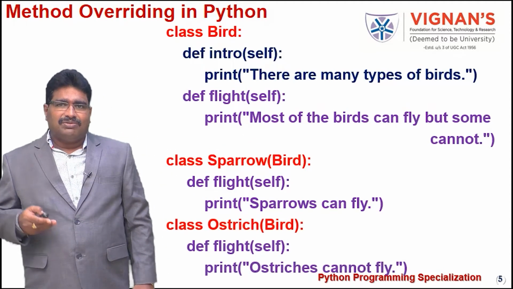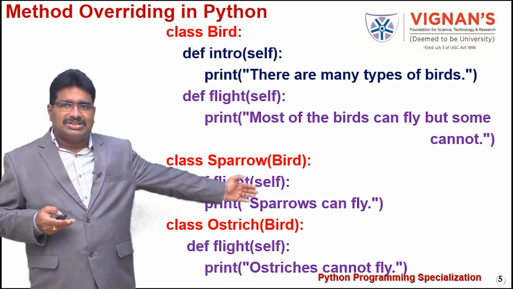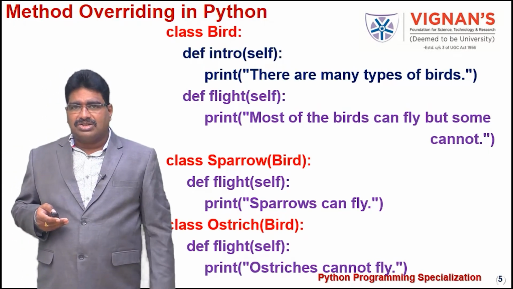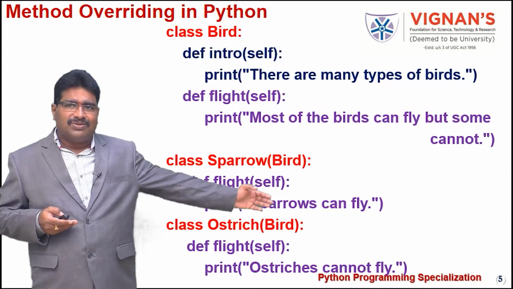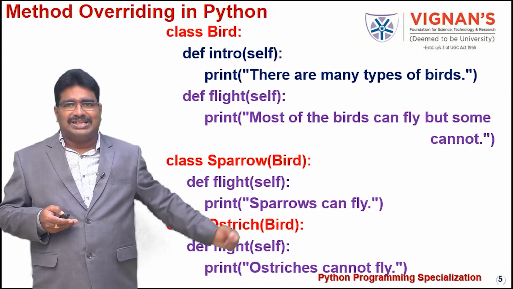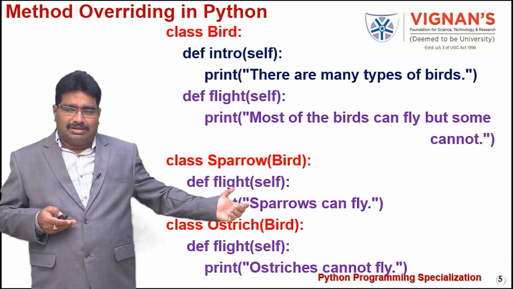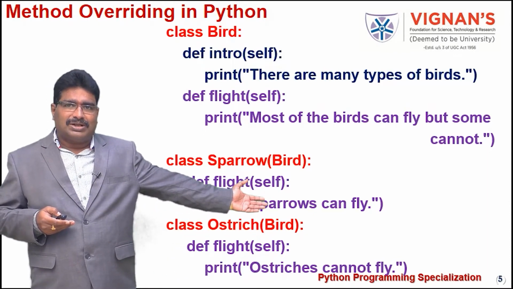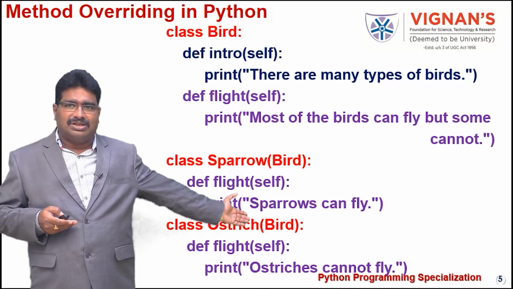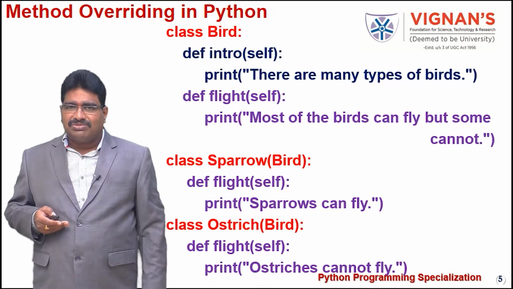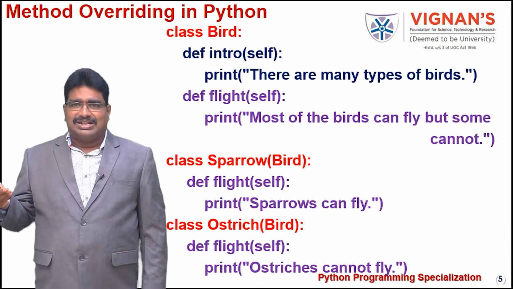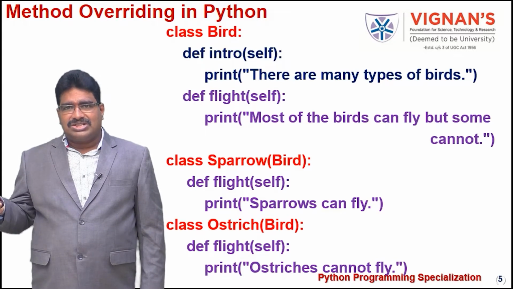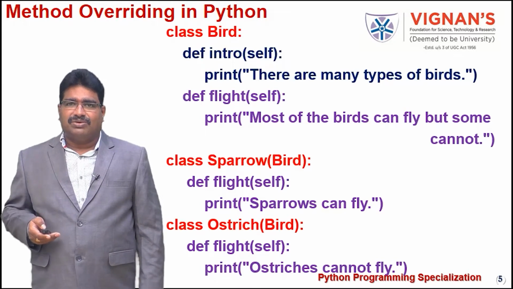Similarly, we want to define another class, that is the ostrich. Here the ostrich class is also derived from the bird class, so here also we are using single inheritance. The bird is the super class, and from that bird class we derive the ostrich class. Here also we define the function flight, and it simply displays that ostrich cannot fly. That is the message we want to display.